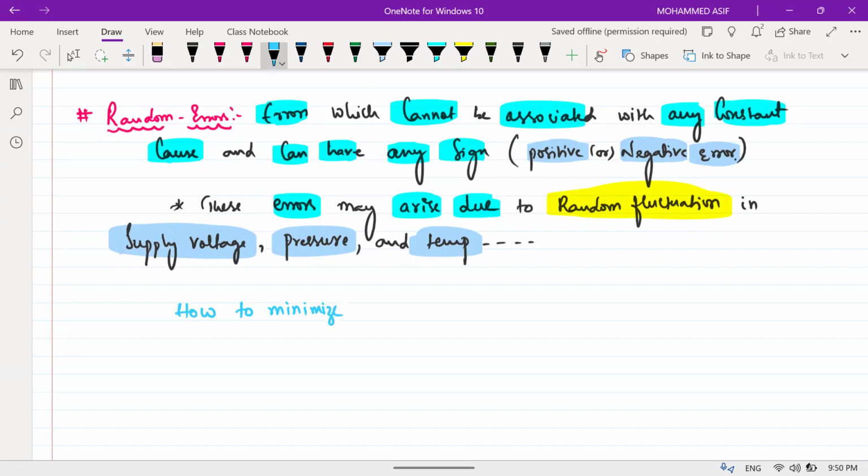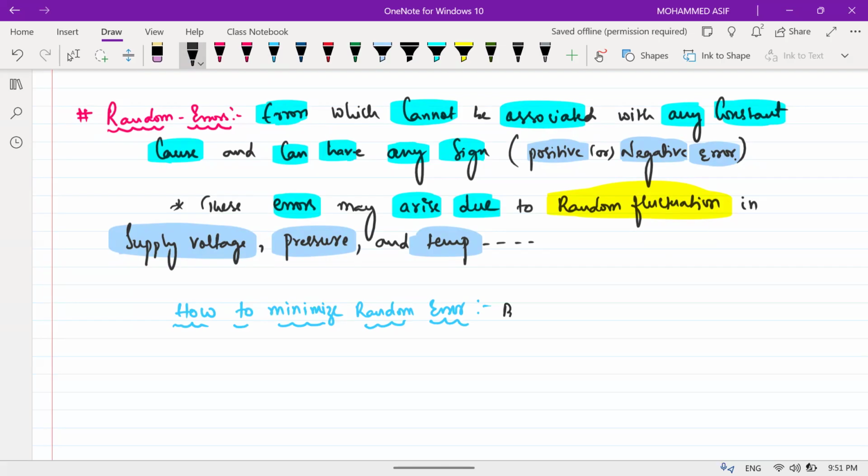How to minimize them? How to minimize the random errors? Anyone? If he asks, how do you minimize the random errors? Anyone? Can anyone say? How do you remove these random errors?